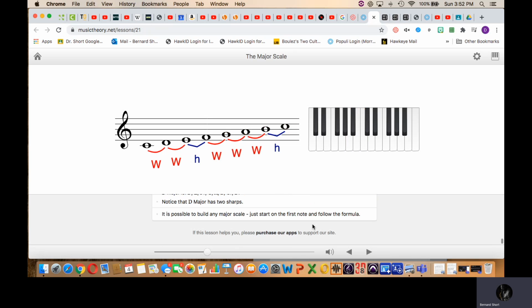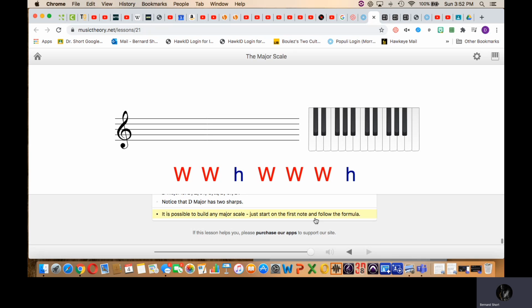Lock that in your mind. Understand it. Formula. That's what it is. No matter what major scale it is, that's the formula of how you build it.